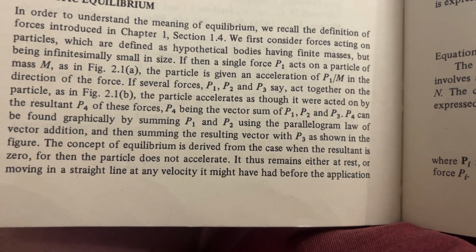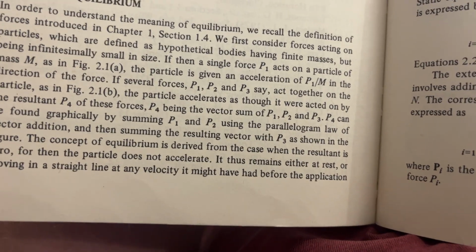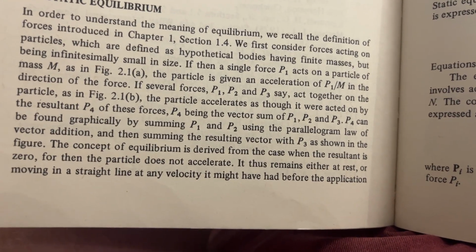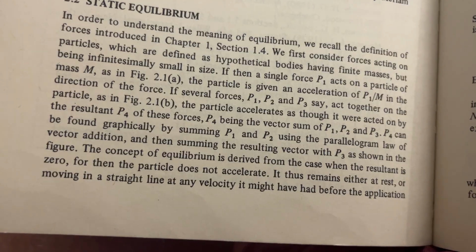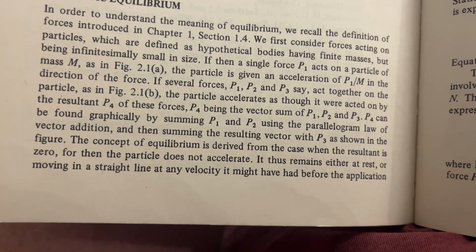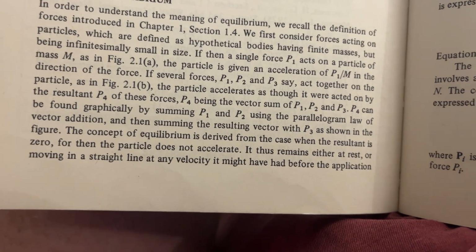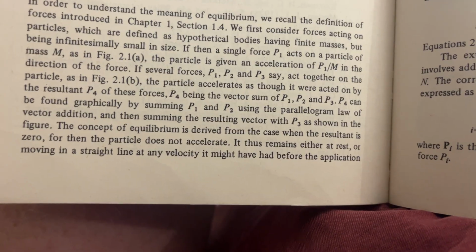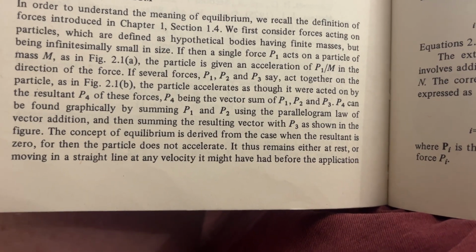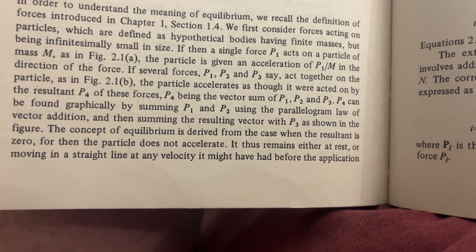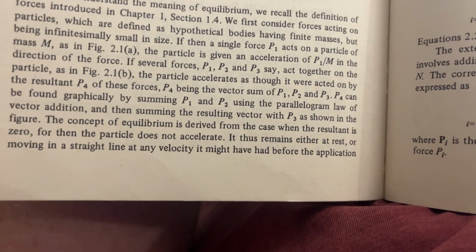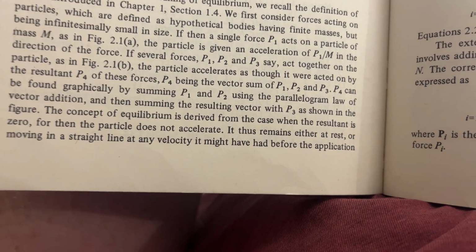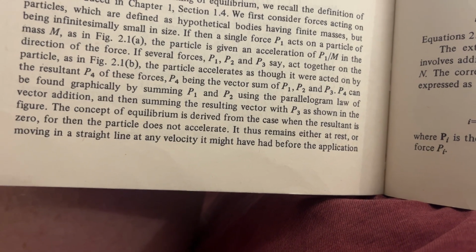If several forces P1, P2 and P3 say act together on the particle, as in figure 2.1b, the particle accelerates as though it were acted on by the resultant P4 of these forces, P4 being the vector sum of P1, P2 and P3. P4 can be found graphically by summing P1 and P2 using the parallelogram law of vector addition, and then summing the resulting vector with P3 as shown in the figure.